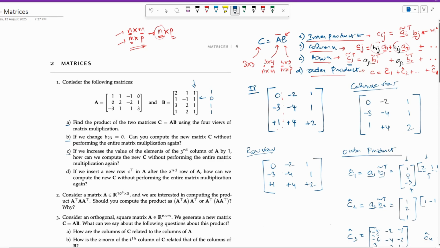A similar question. If we increase the value of the elements of the third column of A, okay, by 1, how do you recompute the new C without, of course, performing the entire matrix multiplication operation again? The third column of A has been increased. All the elements of the third column of A are incremented by 1. So the only thing that's changed is an entire column of A. Use the same logic and tell me how we can recompute C.